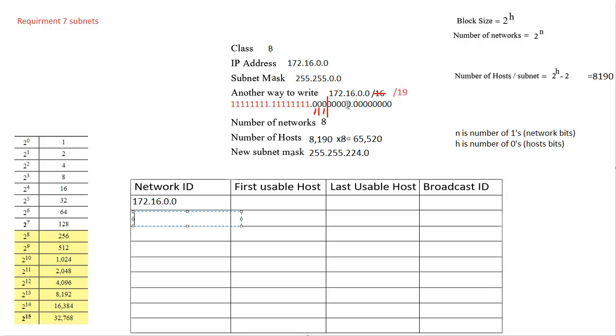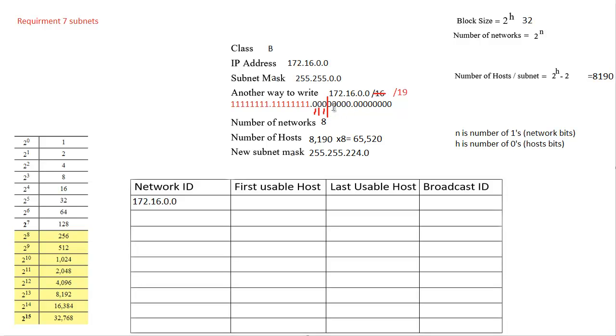So how many zeros in the third octet? 5 zeros. That means block size is equal to 2 to the power 5, and 2 to the power 5 is equal to 32. So our block size is 32. That means our network will increment by 32. So which octet will we add this 32 in? In class B, we always add in the third octet because we are working with this octet now.